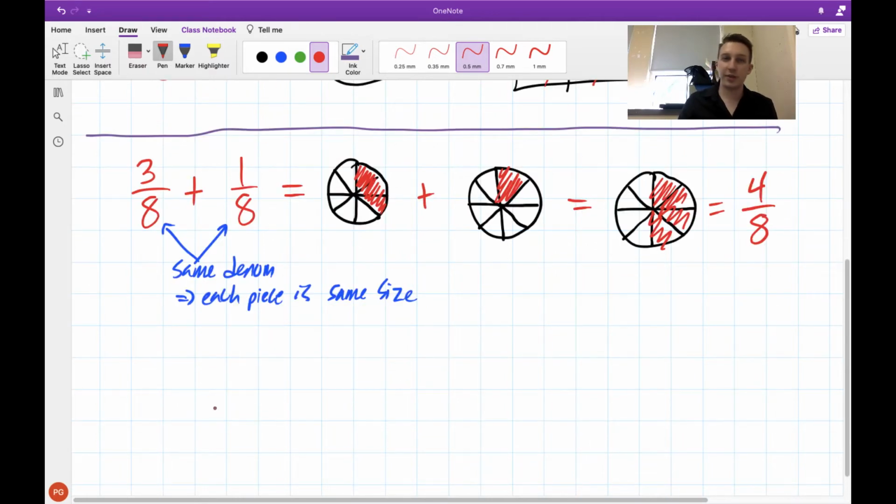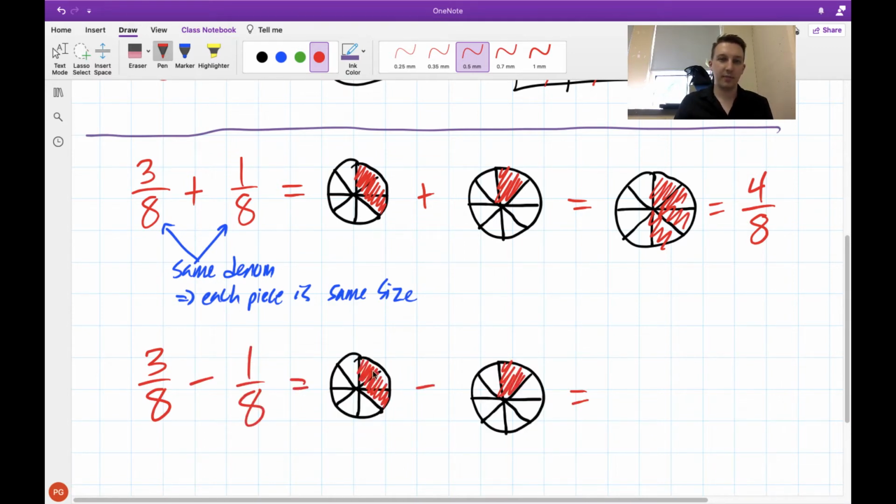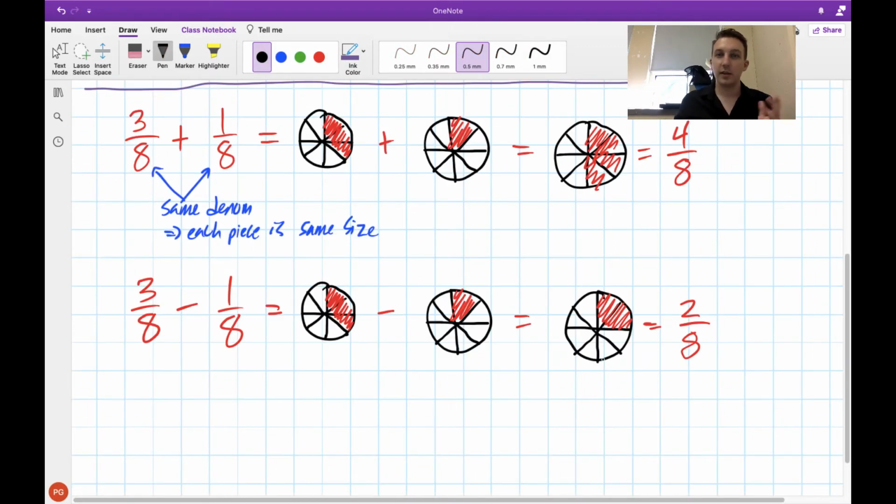What if we do a subtraction instead? Let's take the same problem, but instead of plus, we'll use minus. We've got the same 3 pieces to start with, but now we're taking away one of these pieces, which means at the end, we only have 2 of the 8 pieces shaded in, so this would be equal to 2 over 8. Looking at these, we can notice a pattern from our first example and our second example.